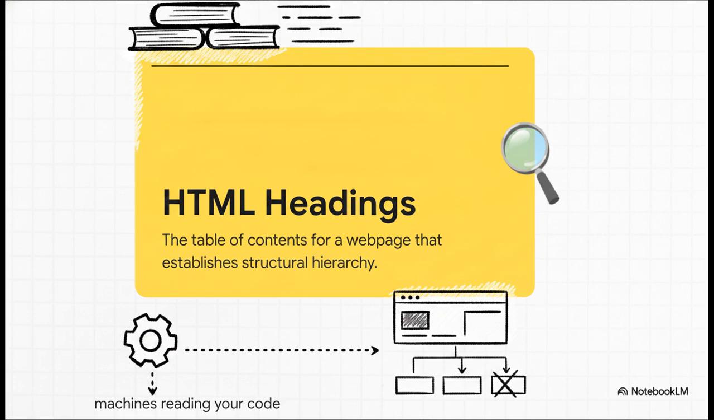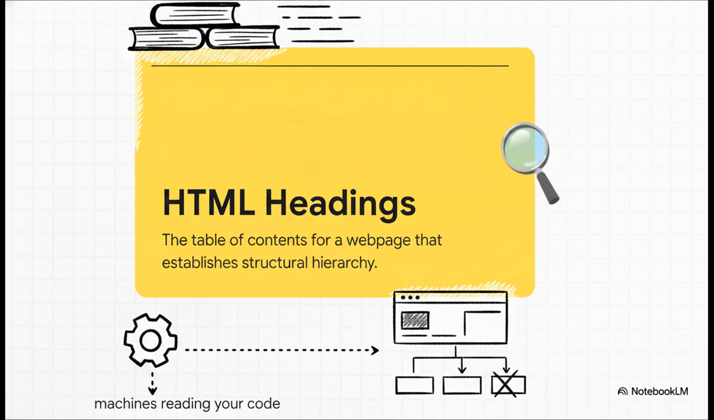To really grasp why using a heading tag just to make text bigger is such a problem, we need to talk about what a heading actually does in the language of the web. HTML headings aren't styling tools. You should really think of them as the table of contents for a web page. Their main job is to establish a structural hierarchy. They tell the browser how your thoughts are organized and how different sections of your content relate to each other.